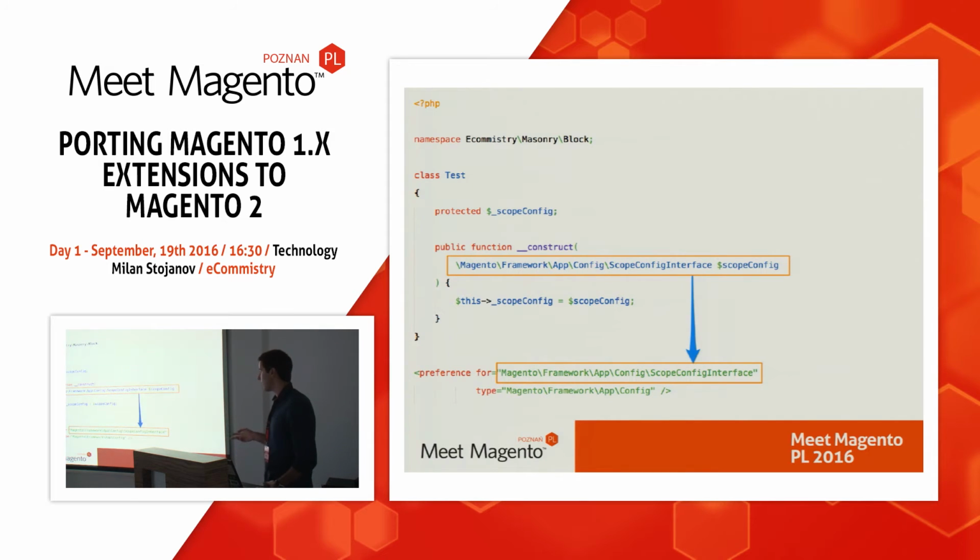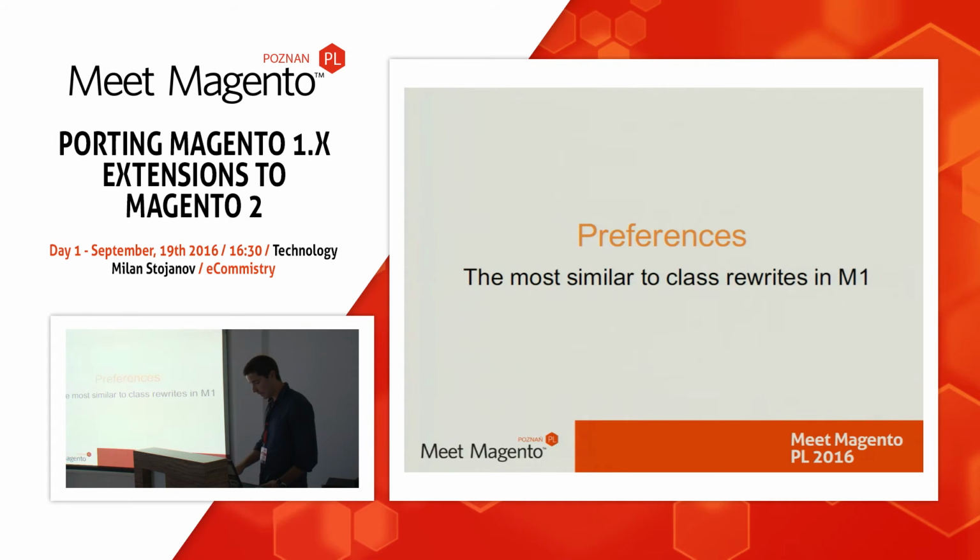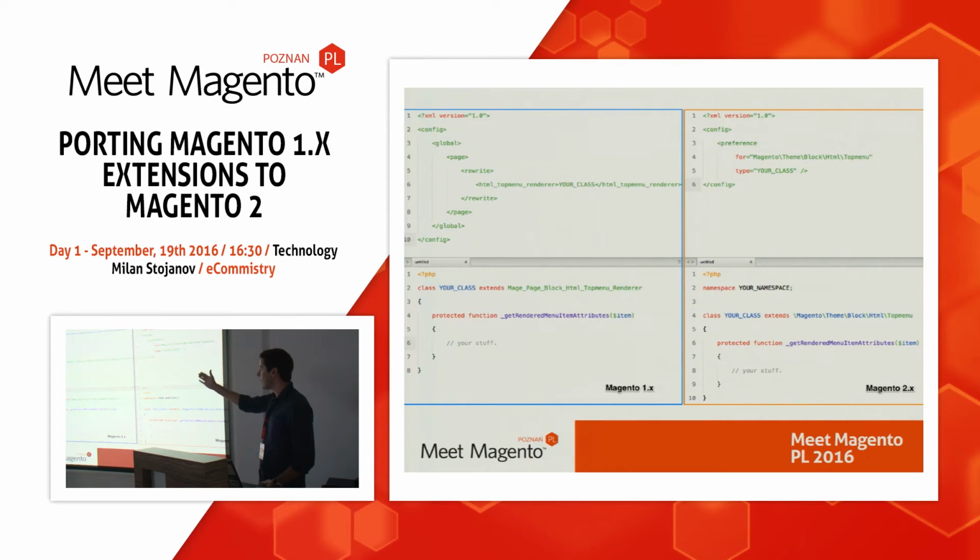Preferences can also be used for class rewrites in Magento 2, which leads us to our next topic, and that is new conventions for changing the core. So we have preferences, which we just covered, but we also have observers and a new concept called plugins. As we just saw in the previous example, preferences are the equivalent of class rewrites in Magento 1. So this is how it works. On the left is again Magento 1. We use the config.xml file to define our rewrite nodes. But in Magento 2 we use di.xml, as we see, and we use preference tags for that.